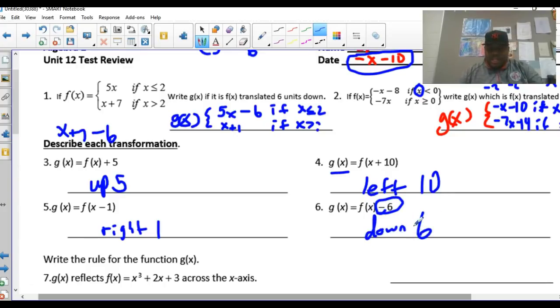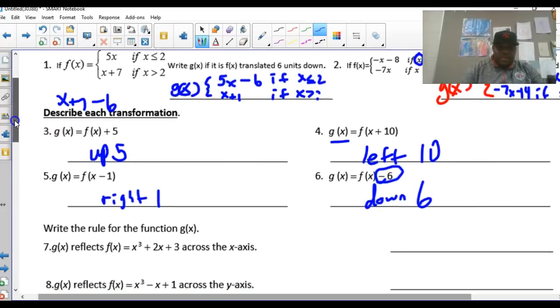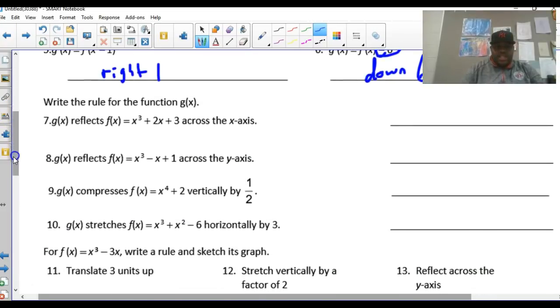All right, there should be 4 buzzers, but since it's all grouped together, you just get 1. All right, appreciate it. Now, let's go ahead and look at these next graphs.